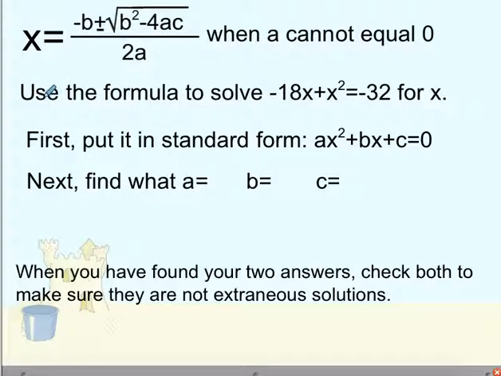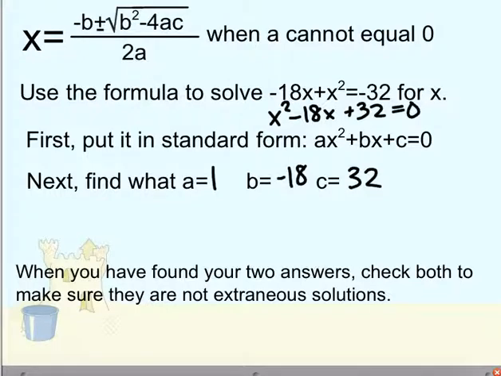Negative 18x plus x squared equals negative 32. Just remember, when you're looking for a, b, and c, we need to get them all to the same side. So we say we have x squared minus 18x plus 32 is equal to 0, which means my a is 1, my b is negative 18, and my c is 32. So we can go ahead and plug that in, but we have to get it like that first.